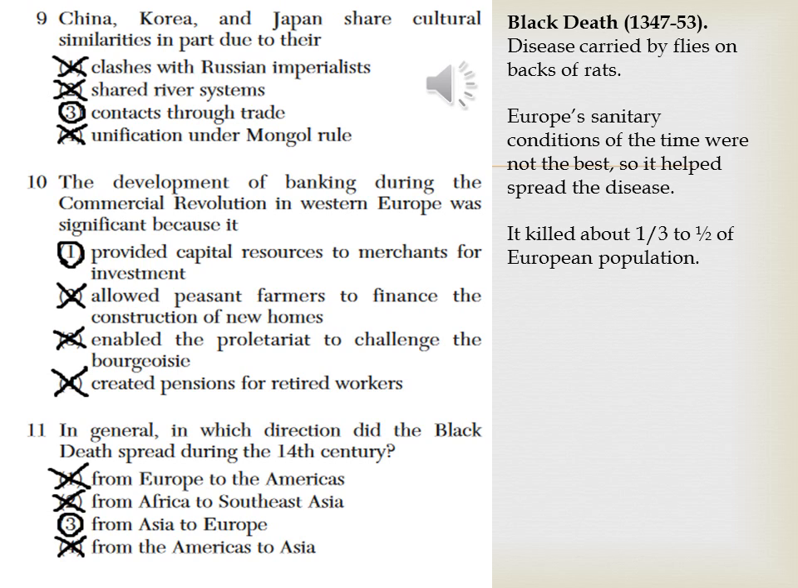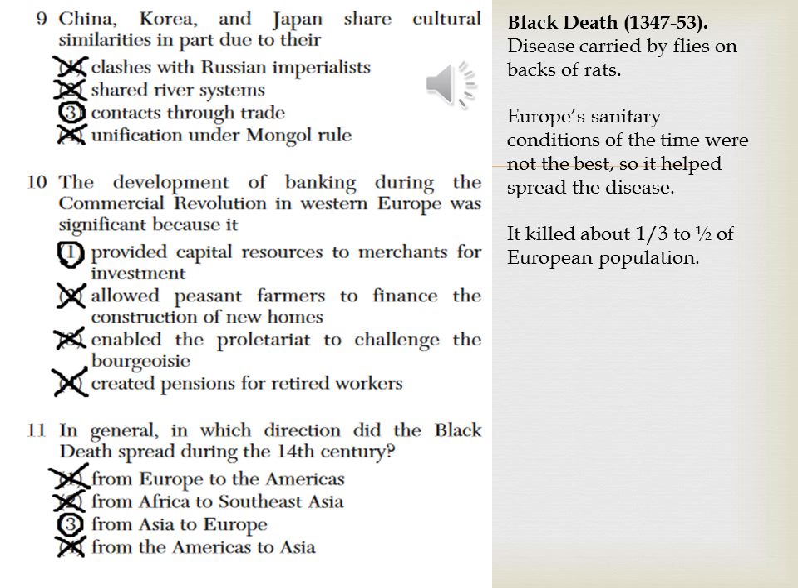It's 1. Provided capital resources to merchants for investment. If you want to start a business, you need money. And during those early years of the commercial revolution, banks gave out loans to people, resources for merchants, for investments. And banks could also be some of the places where merchants could invest. I know I'm not an expert on economics, but that's generally how it works, I think. So, number 1 is the right answer.